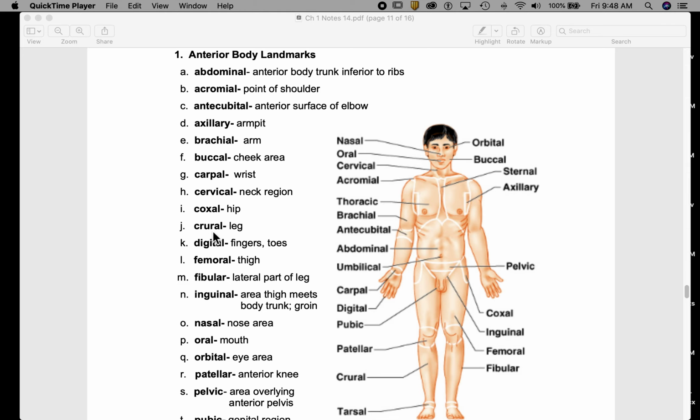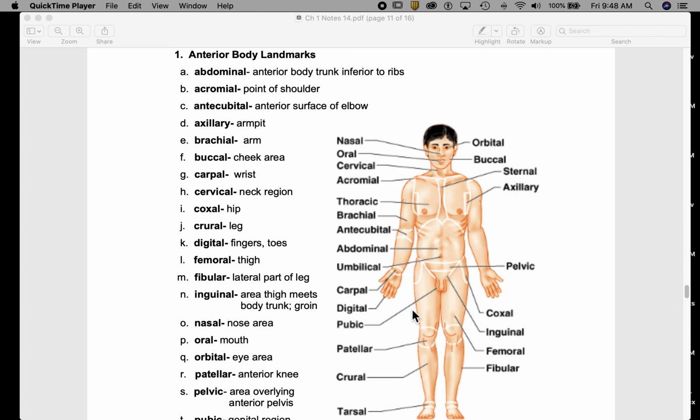This is a new word. It's called crural. Crural is the anterior surface here of the lower leg. And you're going to find out behind it, posterior, is sural. So an easy way to remember this: this is crural, and the back is sural. It's kind of a sing-song way to memorize that. Digital is simply the digits, your fingers, and also your toes are your digital regions.